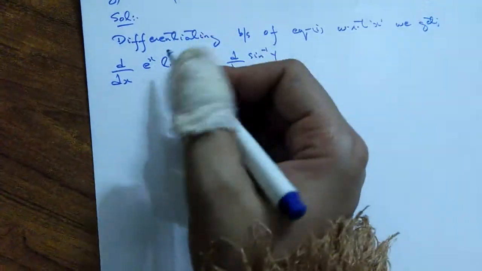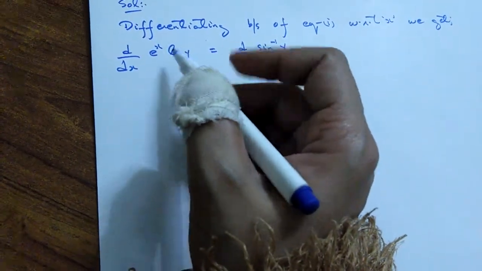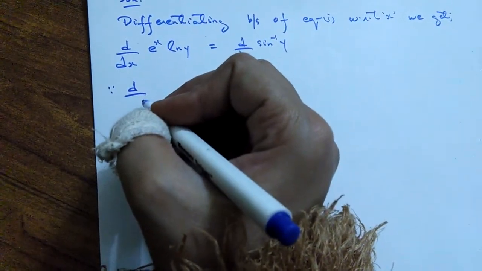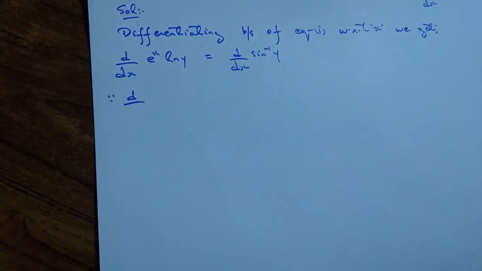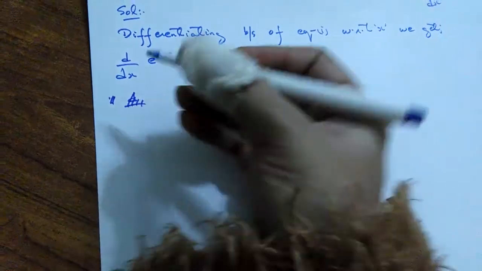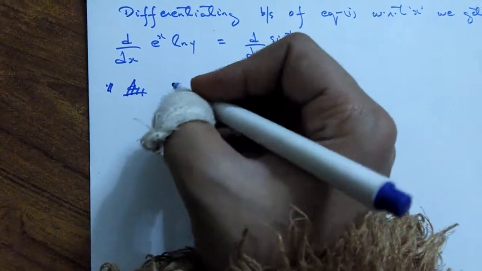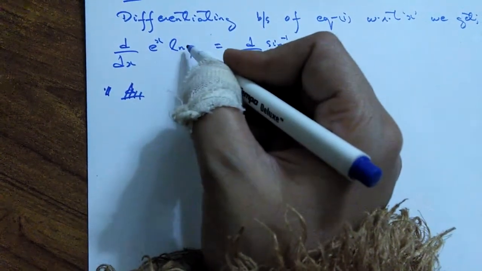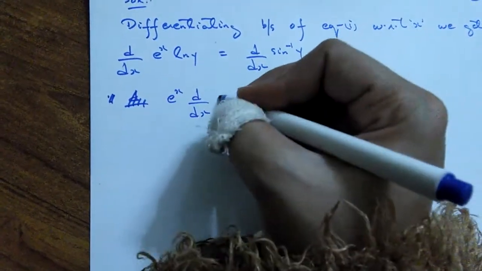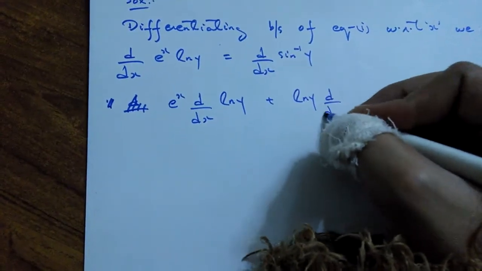Over here you can see you're having two functions. One is exponential, another one is logarithmic. So you are going to use this formula of the product of two functions that we have just mentioned in the previous example. No need to give the reference here. So let us do it directly. For example, this is your u and this is your v. So it is u derivative of your v, plus v derivative of your u.